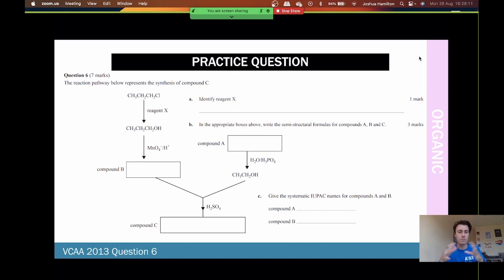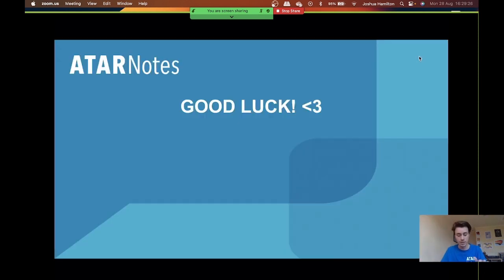This is an example of what it looks like. As I said, it talks you through it and shows you how to go about it. It says, A, identify this. B, in the appropriate box, put this. C, give the names. So it does talk you through it. And this is an example from 2013, but they use the exact same format now.